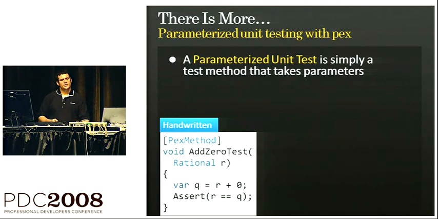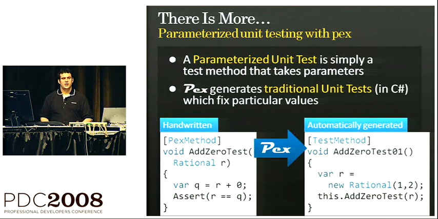Some people call it data-driven tests or row tests. In PEX, we call it parameterized unit tests because it's really about adding a parameter to a unit test, and then your test makes a statement about all possible inputs. So here the test says that for any rational number that comes in, when we add 0, we get the same value. But this test by itself isn't executable. It needs values. And that's what PEX does.